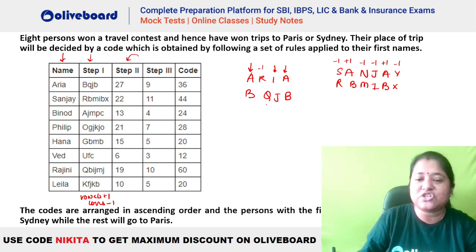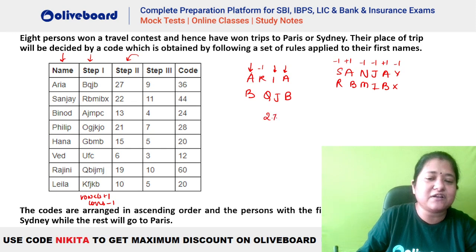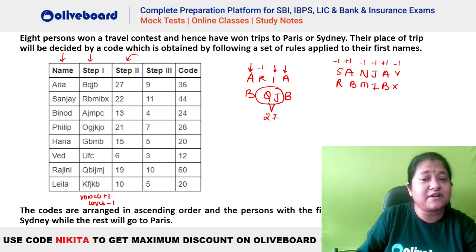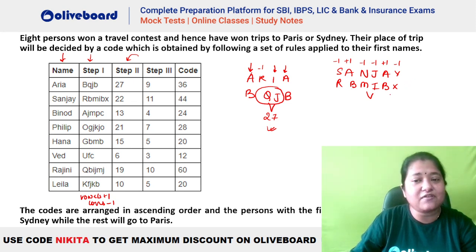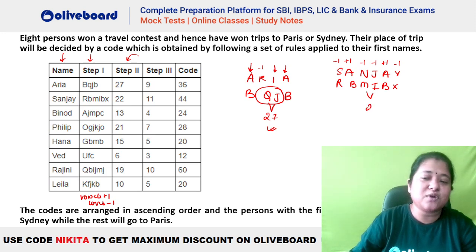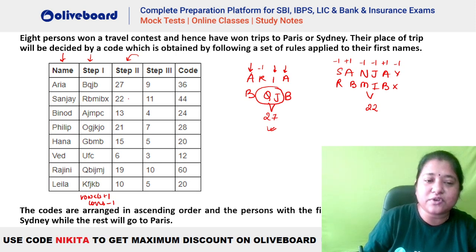From this BQJB, how do we get a 27? Now, if you check, this is nothing but the sum of the middle values here. What is Q? That is your 17. What is your J? That's your 10. So 10 plus 17 gives you a 27. Similarly, here also you can see we have M and I in between, right? M is 13 and I is 9. So 13 plus 9 gives you a 22, and yes, we have a 22 here.